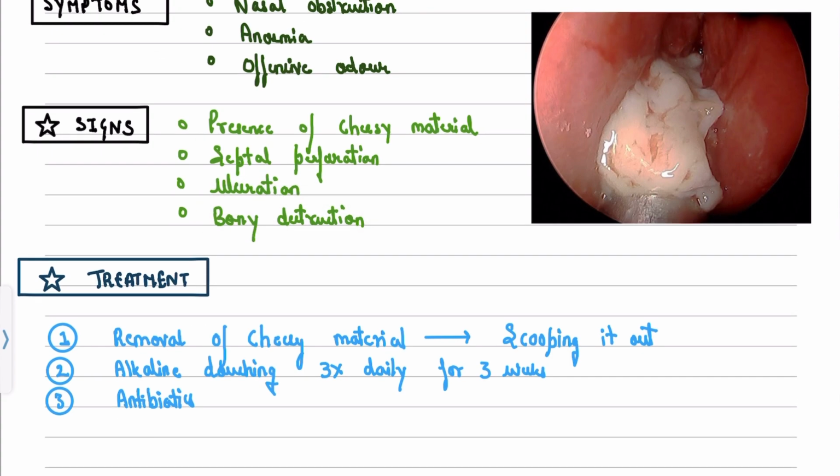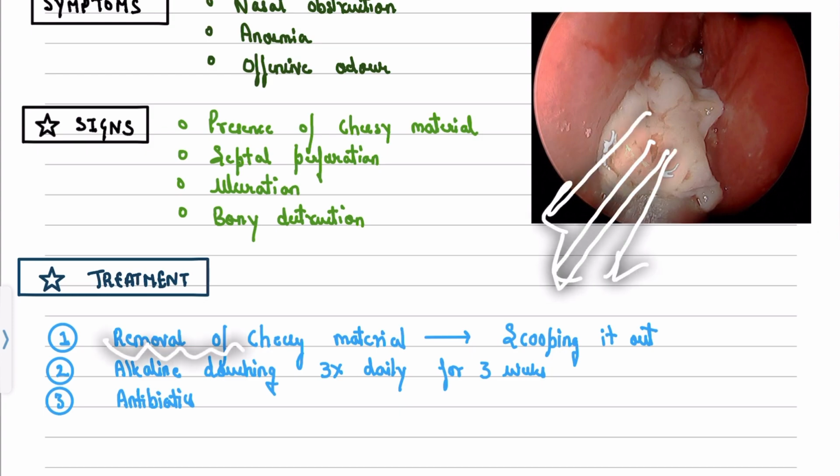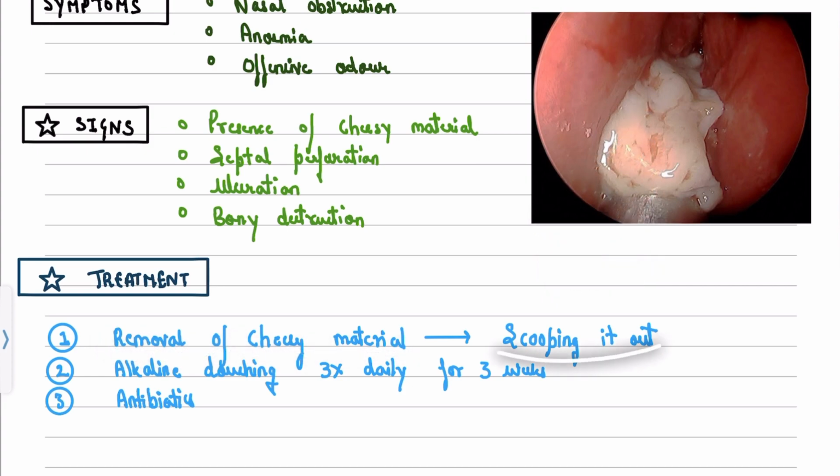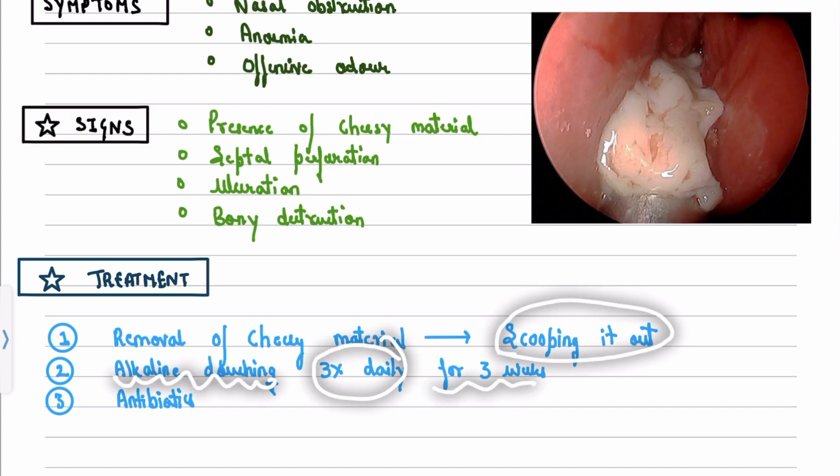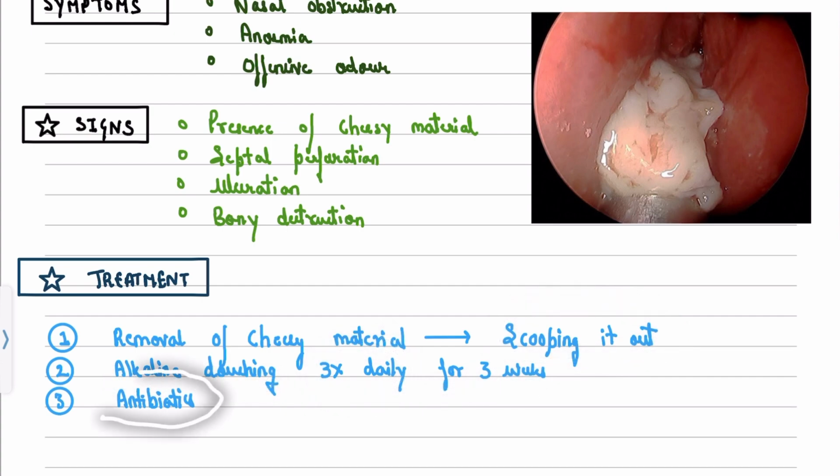What is the treatment regimen? First of all, we will simply scoop the cheesy material out. First is removal of the cheesy material which is leading to putrefaction and bad smell. We will scoop it out. Then we will do alkaline douching 3 times a day for around 3 weeks, similar to atrophic rhinitis. And we will give antibiotic cover to prevent secondary bacterial infections.